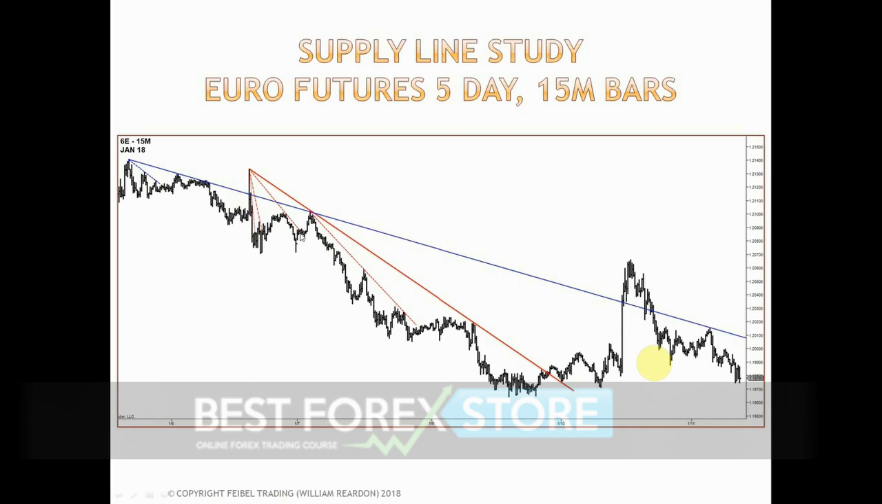Are there any questions? Would you draw supply lines from the large violation and last resistance hold? Why did I break from that? Large violation and the last resistance. What did I draw? Oh, yes.